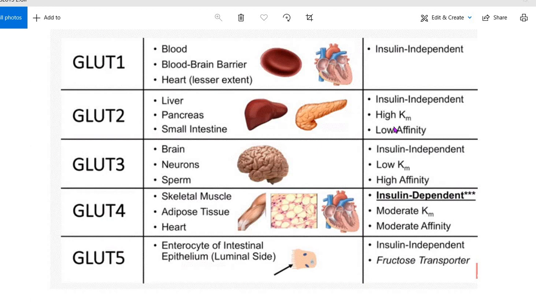Let's look at the liver for instance. It means that the liver will only absorb glucose when glucose is in high amount or is in abundant amount, because of the low affinity of GLUT2 for glucose. And this is very, very important. Remember that the liver stores glucose in the form of glycogen. So it makes sense that glucose only gets into the liver and is stored as glycogen when glucose is in abundant amount. And that is actually what the body desires.